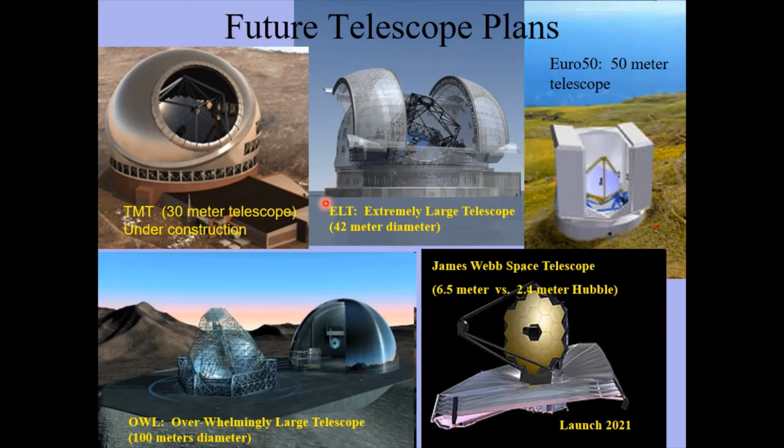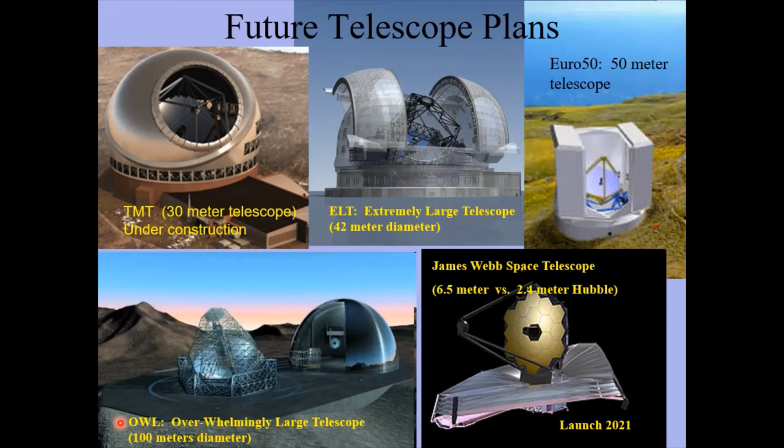Here's another one, the ELT, which stands for the Extremely Large Telescope. The plan for this one is a 42-meter diameter primary mirror. The Euro 50 is a 50-meter diameter telescope. So here's a mirror that is half the size of a football field. And one of my favorites, the OWL, which stands for Overwhelmingly Large Telescope.